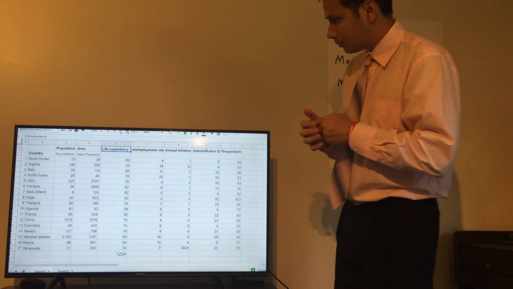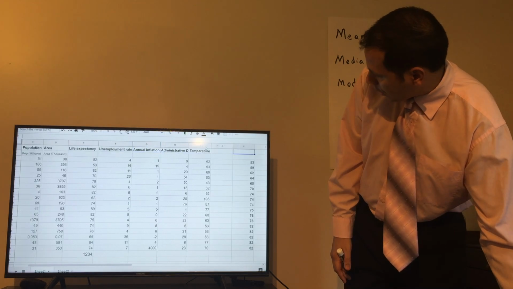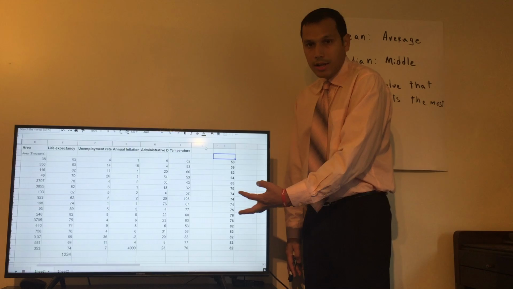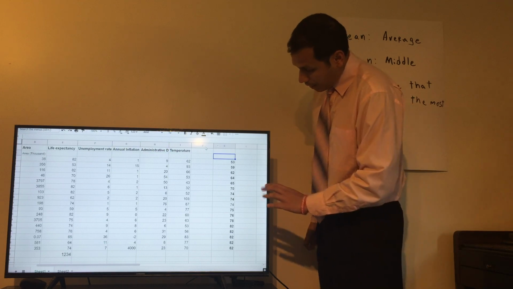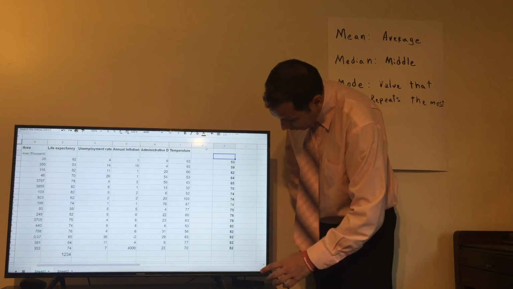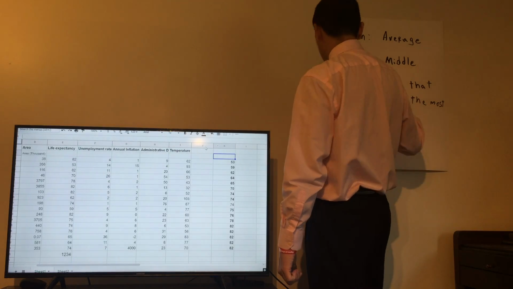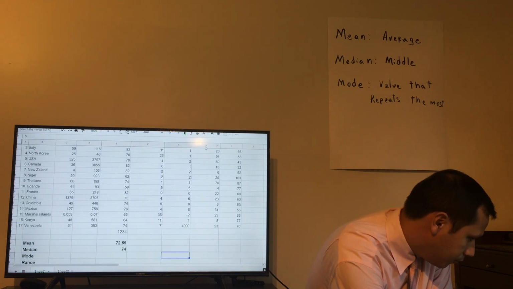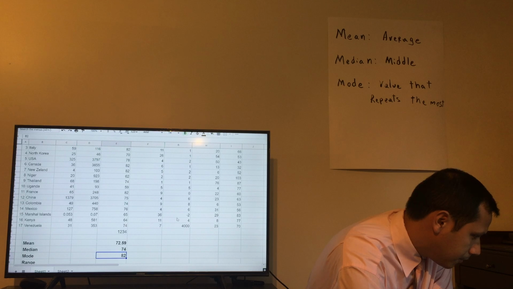To do this, I actually like to check this one here. When you have the values in order, it is easier to see which value repeats the most. So 53 doesn't repeat at all. 59 doesn't repeat at all. We have 74 three times here. And we have 82 one, two, three, four, five times in this set of data. Because 82 is the value that repeats the most, it is the mode. So we go back here, and the mode is 82.